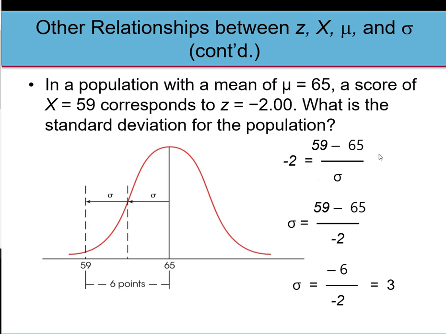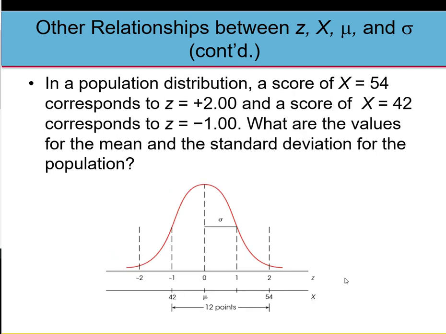All right, if I multiply both sides by sigma, I get -2 sigma equals 59 minus 65. Divide both sides by -2, calculate this out, and I get 3. I can tell just by looking at this that half of 6 is 3, but I wanted to show you the calculation. All right, let's just look at this one visually.